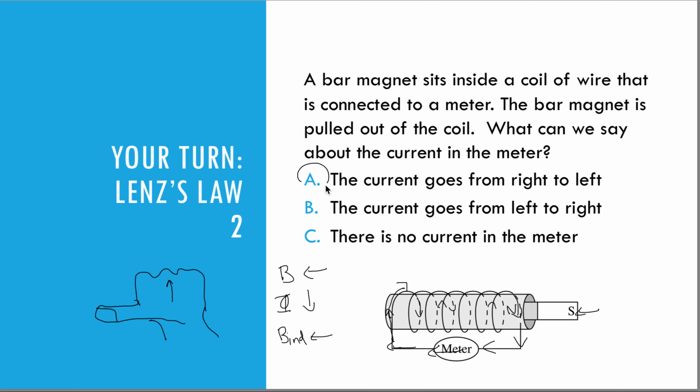The question could have been asked a different way. It could have said, as viewed from the left, for example, which way is the current? So if you look at your fingers curling this way, and if your eye is over here looking at the loop from the left, then you would say that the current would be flowing counterclockwise.